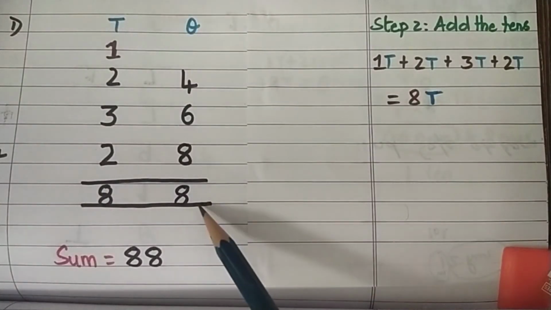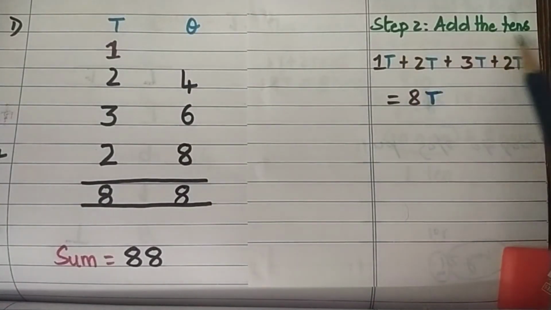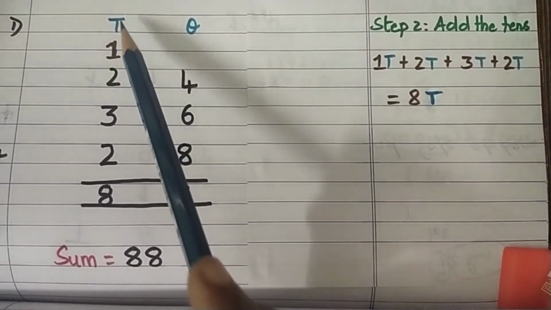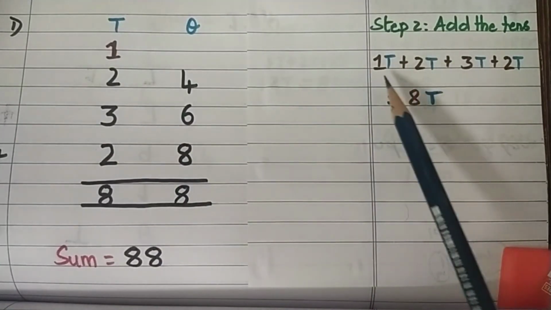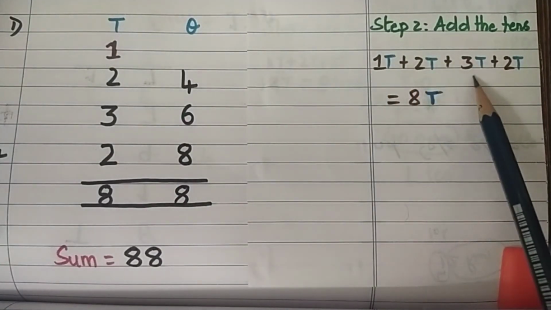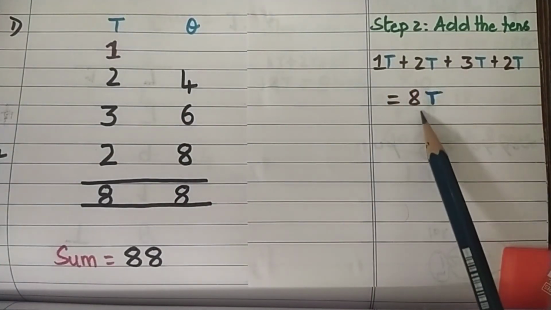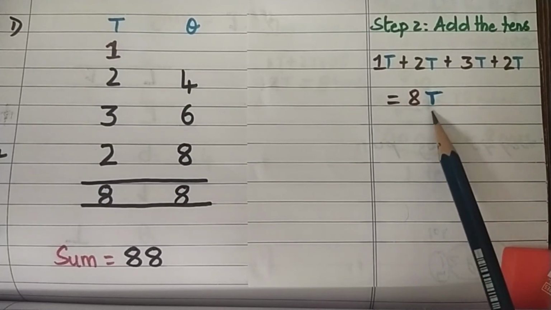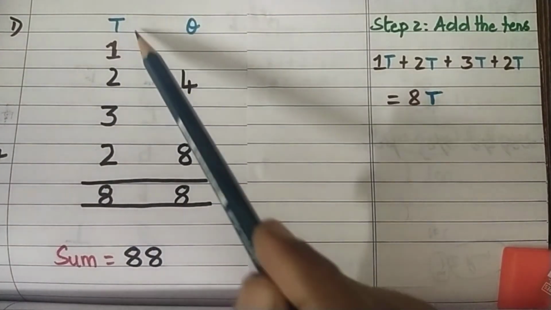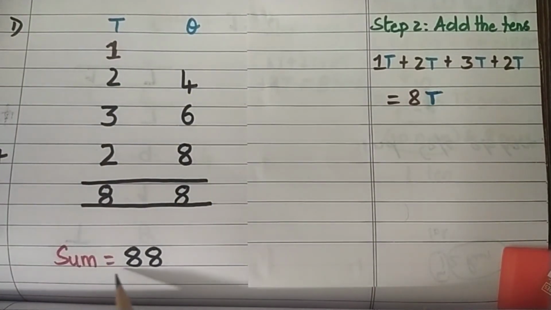After adding the ones column, step 2, add the tens. In the tens column, we have 1 ten, 2 tens, 3 tens and 2 tens. 1 ten plus 2 tens plus 3 tens plus 2 tens gives 8 tens. 8 is a single digit number, so no need of regrouping. So write 8 in the tens column. Therefore, sum equal to 88.